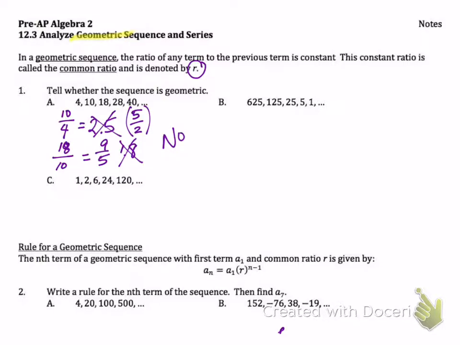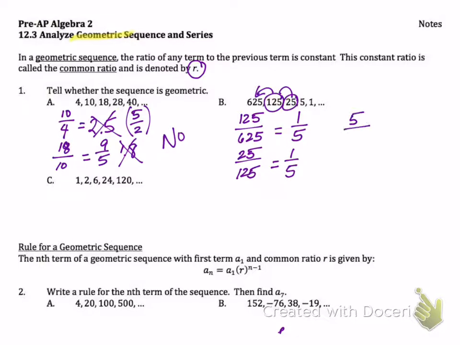So then for B, I'm going to take 125 and divide by 625. So I'm taking the second term and I'm dividing it by the previous. So I have to multiply 625 by 1/5 to get 125. Exactly. So then I'm going to take 25, divide by 125, and that reduces to 1/5 as well. 5 over 25 is 1/5. 1 over 5 is 1/5. So I would say yes.